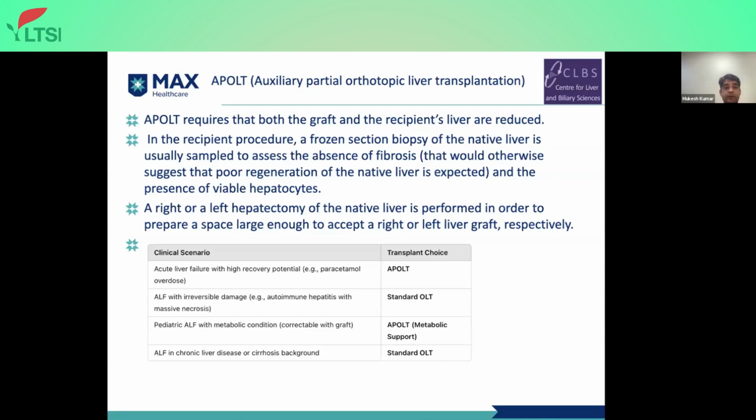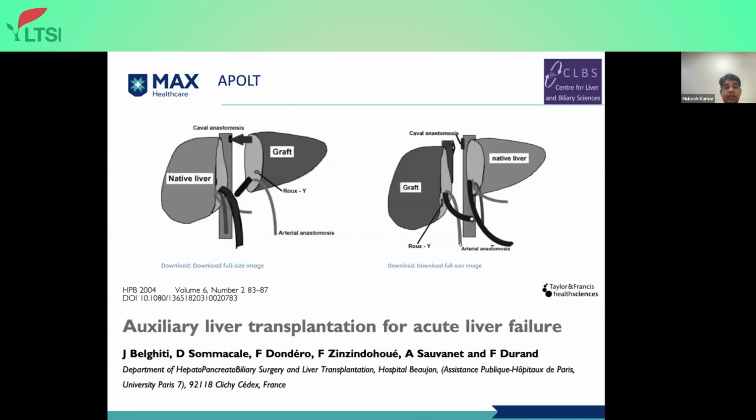So here you can see in the first figure, the native right side of the liver is preserved and a left liver graft is being used, and in the other figure, a modified right liver graft is used, preserving the left liver lobe.